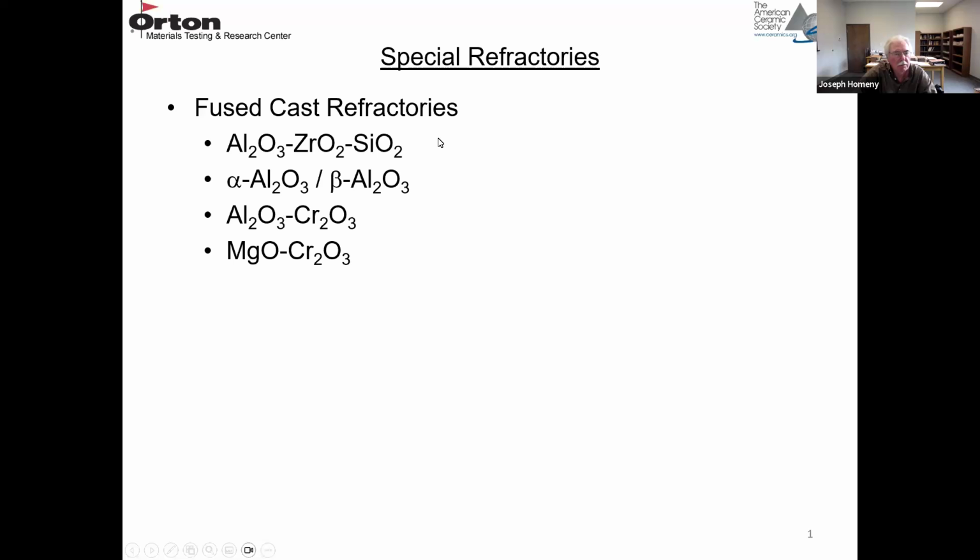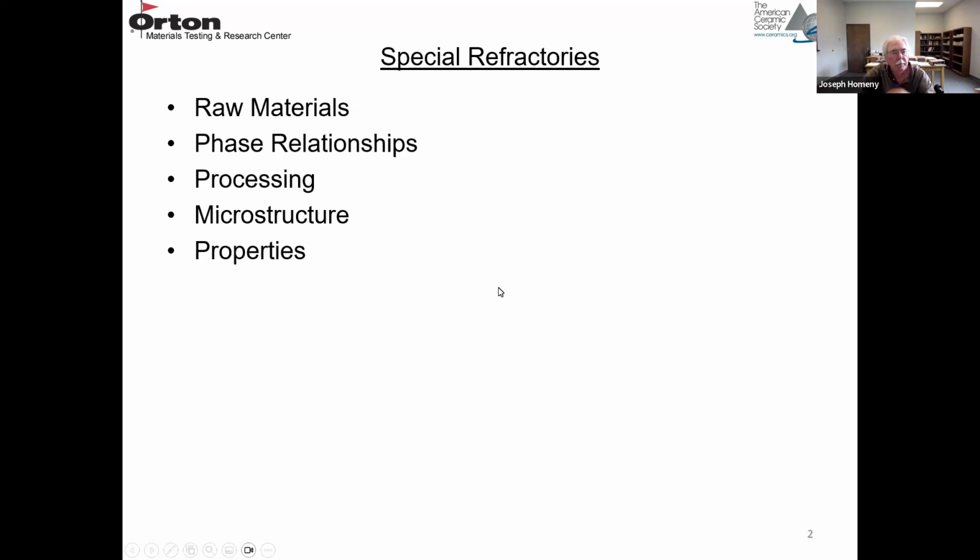They're usually called special. But for the fused cast refractories, there's four types I'm going to go over, the most common ones. Alumina zirconia silica is an AZS refractory, alpha alumina, and then beta alumina, alumina chrome, and MgO chrome. Those are the four types that I'll go over today.